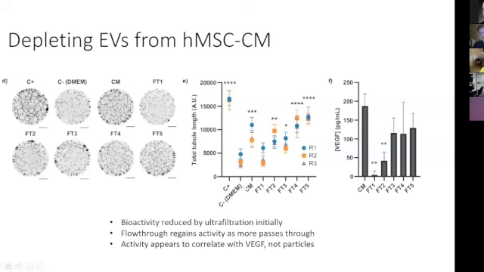And this is unexpected because VEGF is a 45 kilodalton homodimer, so it shouldn't be going through that membrane. So there's some kind of off-target artifactual thing happening with the 100 kilodalton membrane.